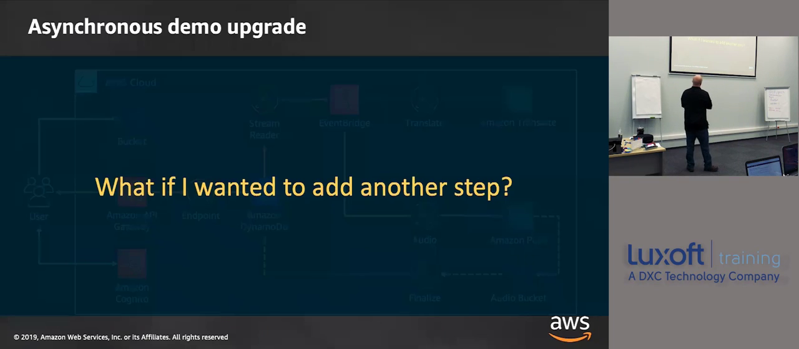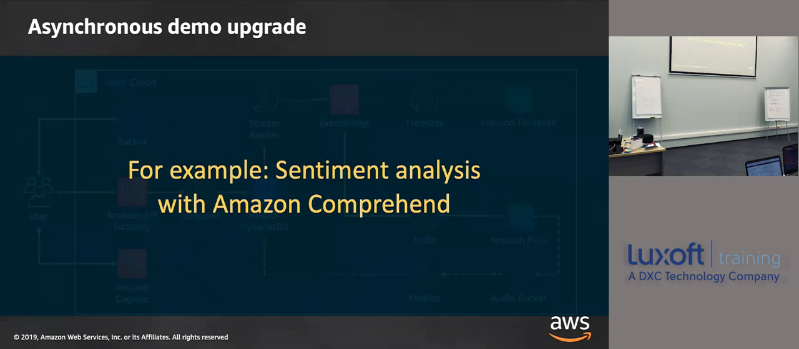All right, so let me ask, what if we want to add another step? We've talked about breaking these down so that we can do it in an asynchronous way. This pattern makes it really easy to add more things, okay? For example, I want to get sentiment analysis. With Amazon Comprehend, I can analyze text and figure out if they're mad at me or happy with me. I take every text my wife sends to me and I run it through Amazon Comprehend. It helps a lot. You really can do that. You can figure out the basic attitude of the message that's coming through.